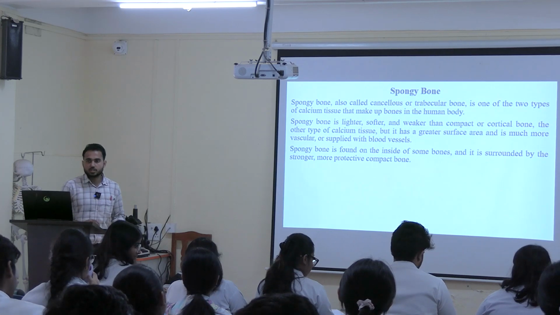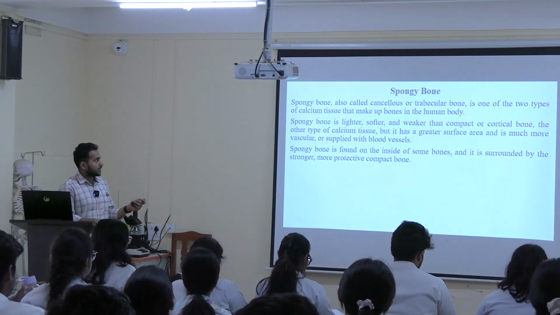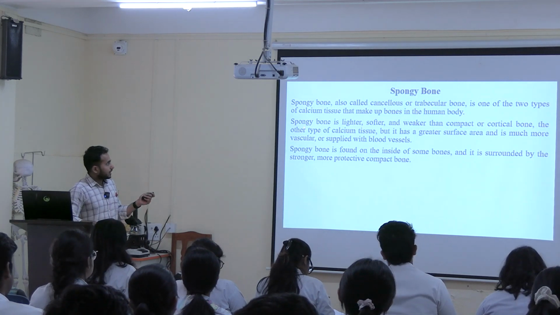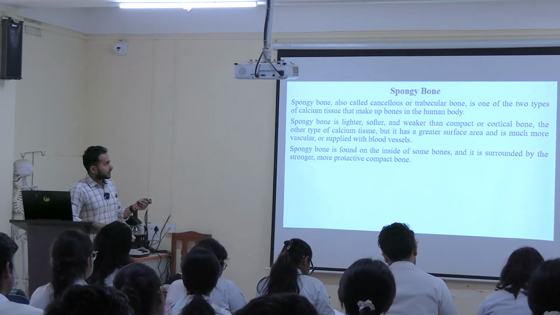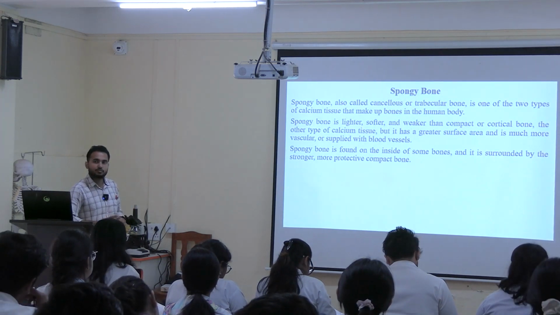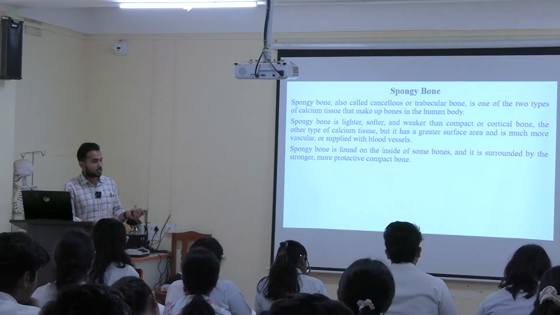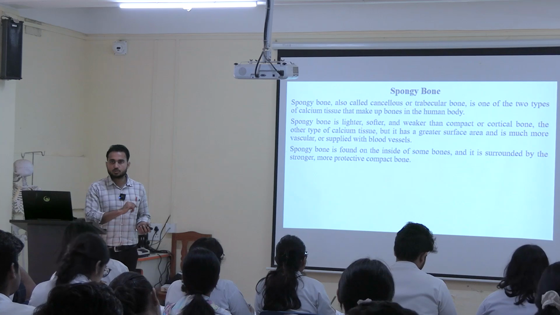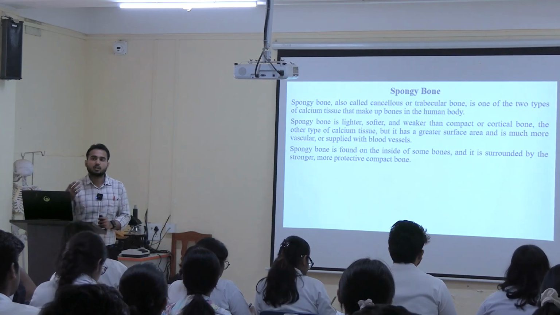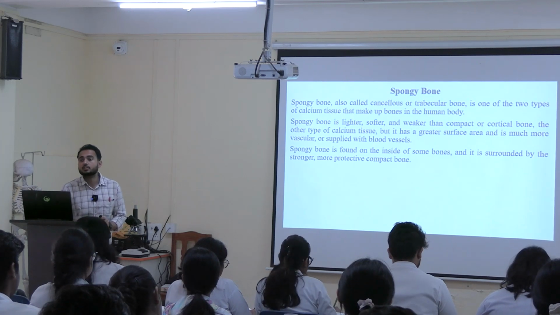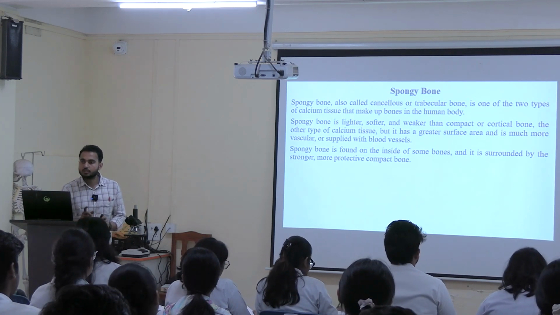Next, the spongy bone is trabecular in appearance, also called cancellous bone or trabecular bone. The spongy bones are lighter, softer and weaker as compared to the cortical bone. Now the spongy bone which is present inside the long bone which I have shown over here also does an important function. What is that? It reduces the weight of the bone. It is a very important function.